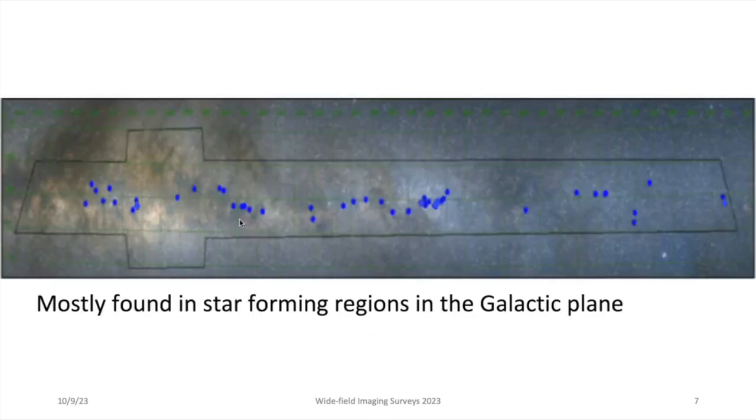And the nice thing about these young stars is that they're not spread out. They concentrate in very young star-forming regions. They're mostly found along the galactic plane. So shown here is a picture of our galaxy, and the footprint shown here is the VPHAS and IPHAS surveys, and the blue dots are the star-forming regions that are accessible to those surveys.